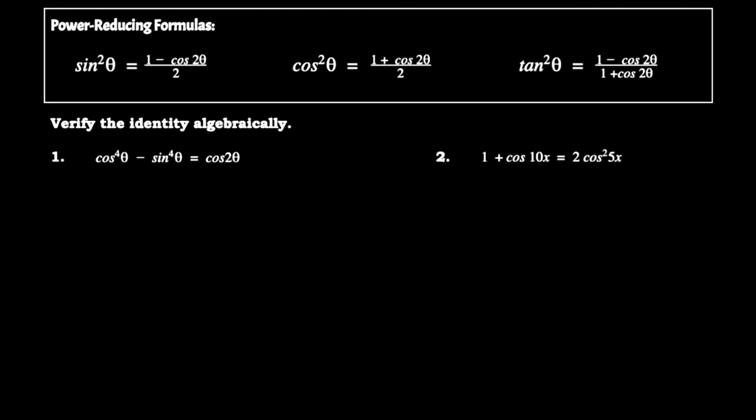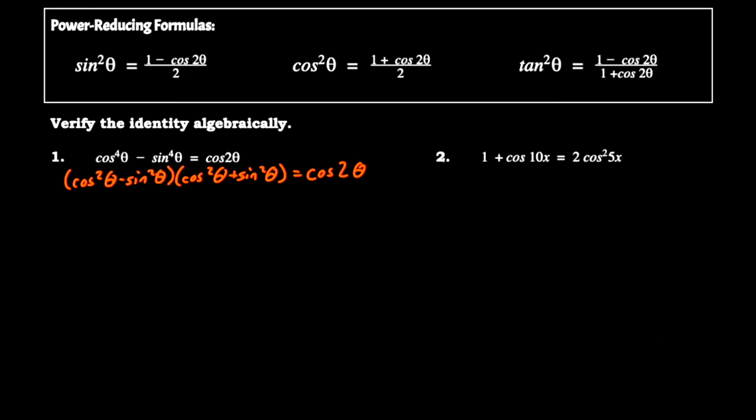But there are a couple general guidelines that you can follow that will help you. And one of those would be, anytime you can factor something, maybe try that. So cosine to the fourth minus sine to the fourth is actually a difference of squares. I could factor that into cosine squared minus sine squared and cosine squared plus sine squared. And then on the right, I'll just leave the cosine of 2 theta.